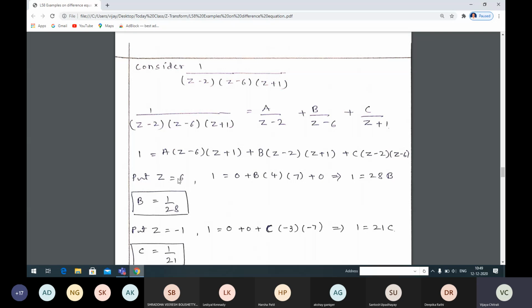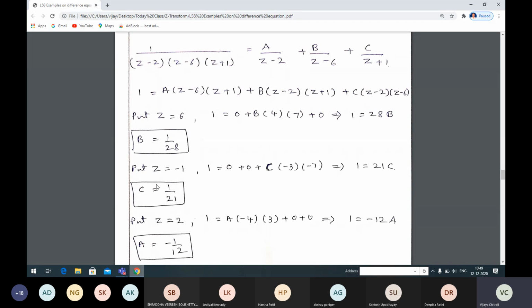So first put z is equal to 6. By substituting z is equal to 6, the a term and the c term, these two, first and last term, will get cancelled. In place of z, 6 minus 2 is 4 and 6 plus 1 is 7. So 1 is equal to 7 into 4 is 28 with this b. When 1 is equal to 28b, we get b is equal to 1 by 28.